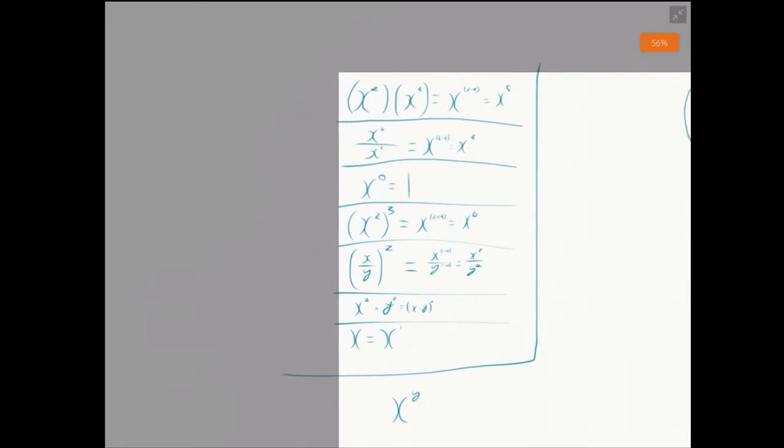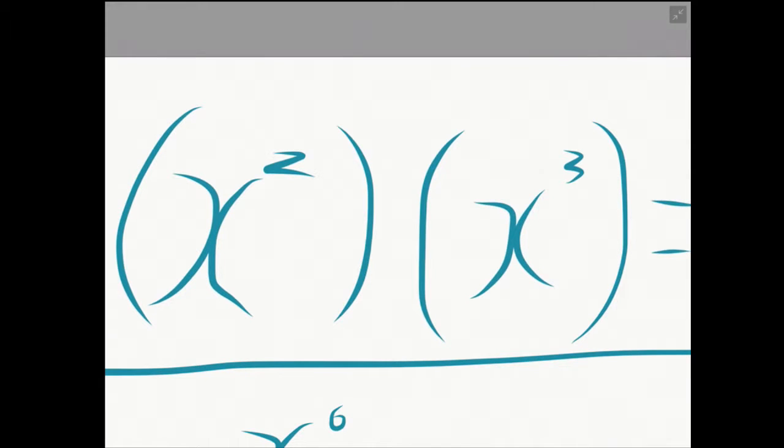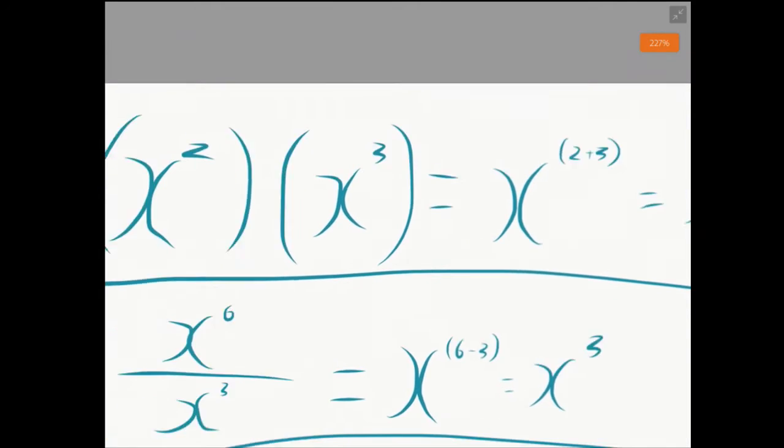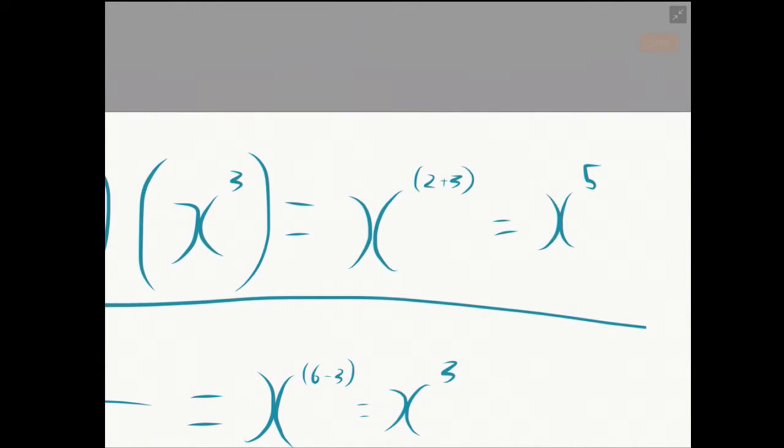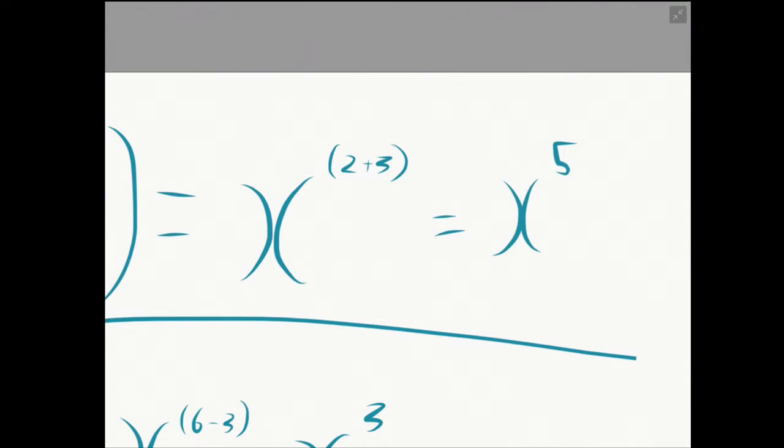Now, let's continue up to our first exponent law. When you multiply powers of the same base, as long as the base is identical with each power, what you can do to simplify this is add the exponents. The exponents can really be anything. It doesn't matter what the exponents are as long as the bases are identical. In this case, it will be x to the power of 2 plus 3, which is x to the power of 5.